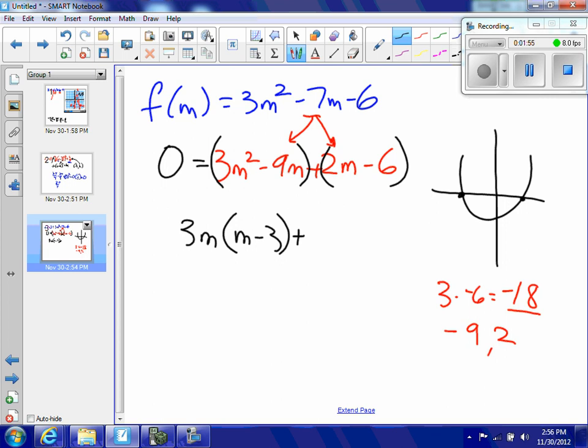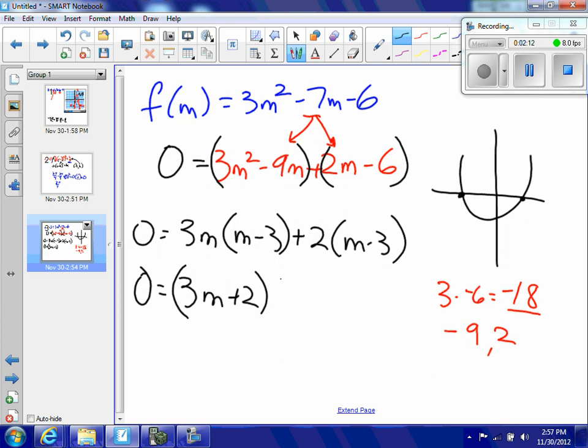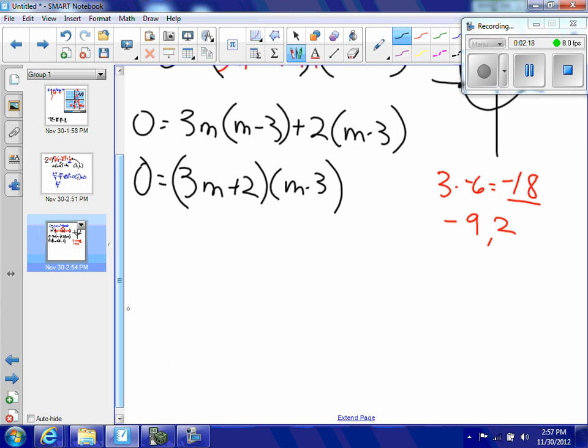plus, and I think from this one here, I'll pull out a 2. 2 times m minus 3. That's looking pretty good. So if I want to factor it, that should be 0 equals 3m plus 2 times m minus 3. So if I want to find my roots, I want to find my zeros, either one of these two can be equal to 0.